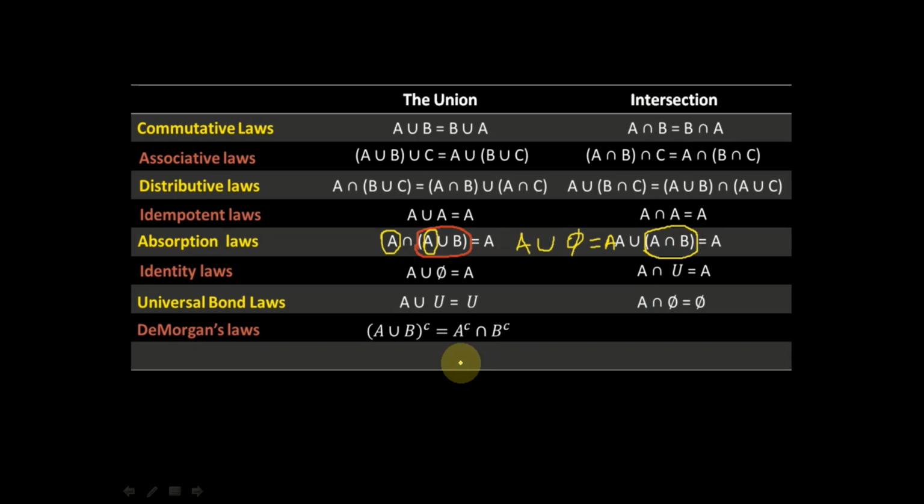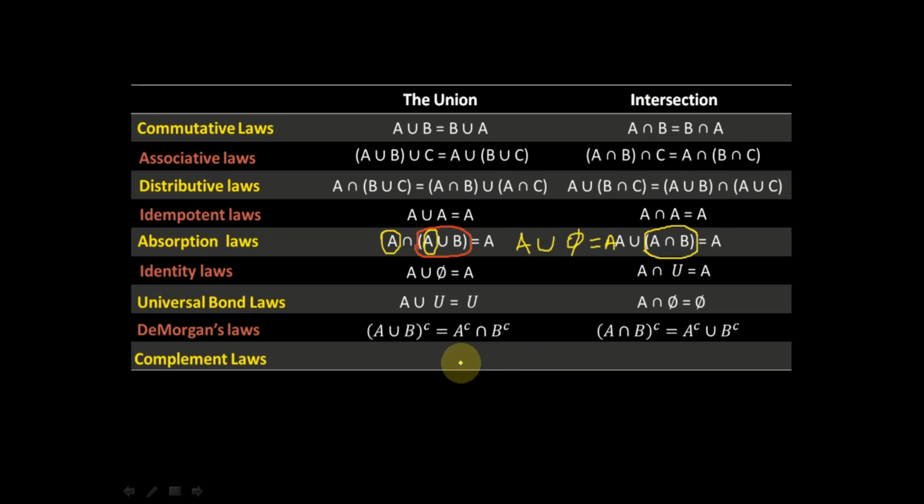Now we have the De Morgan's laws. We have the complement of the union of A and B, which is equivalent to the intersection of the complement of A and the complement of B. Under the intersection column we have the complement of the intersection of A and B, which is equivalent to the union of the complement of A and the complement of B.